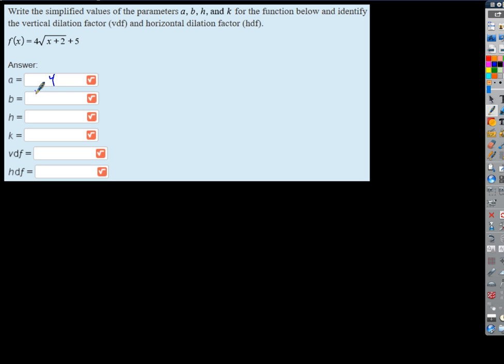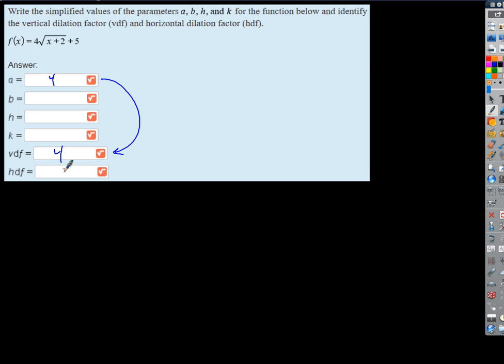So if a is 4, what's the vertical dilation factor? 4. No, just 4, right? Remember, the vertical one, a isn't tricky. A is just what it claims to be. If a is 4, then that means you're multiplying vertically by 4, right? B is the one that's reciprocal. It's kind of messed up, okay?